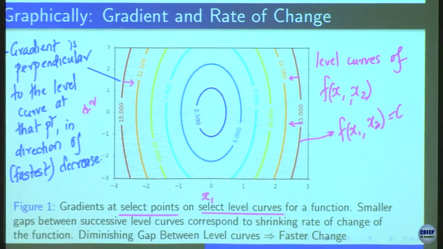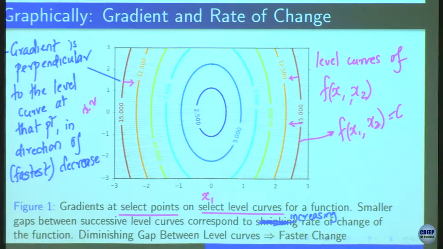Now, an interesting point here is that smaller gaps between successive level curves correspond to an increasing rate of change of the function. Sorry, not shrinking rate. I'm sorry for this. When the function starts decreasing very fast, then what would you expect? The gaps to be small, right? Here the gaps are becoming big, and when the gaps are becoming big, then the rate is actually decreasing. Smaller gap, faster rate. Bigger gaps, smaller rate.